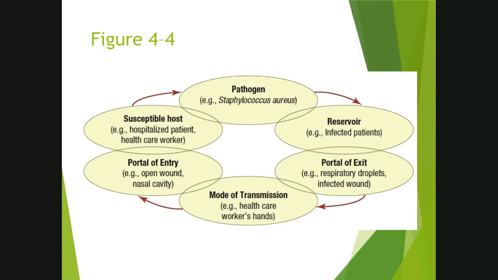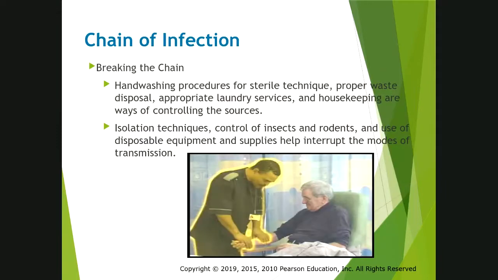We're going to cover this more in detail, not only in our lab, but I'm also going to cover a case study inside your discussion. So chain of infection, I will post this video along with this PowerPoint so you can see. In this video, it just highlights how this person has an infection and without proper hand washing, how it easily transfers. So hand washing procedures for sterile technique, proper waste disposal, appropriate laundry service, and housekeeping are ways of controlling the sources. Isolation techniques, control of insects and rodents, and use of disposable equipment and supplies help interrupt the modes of transmission.